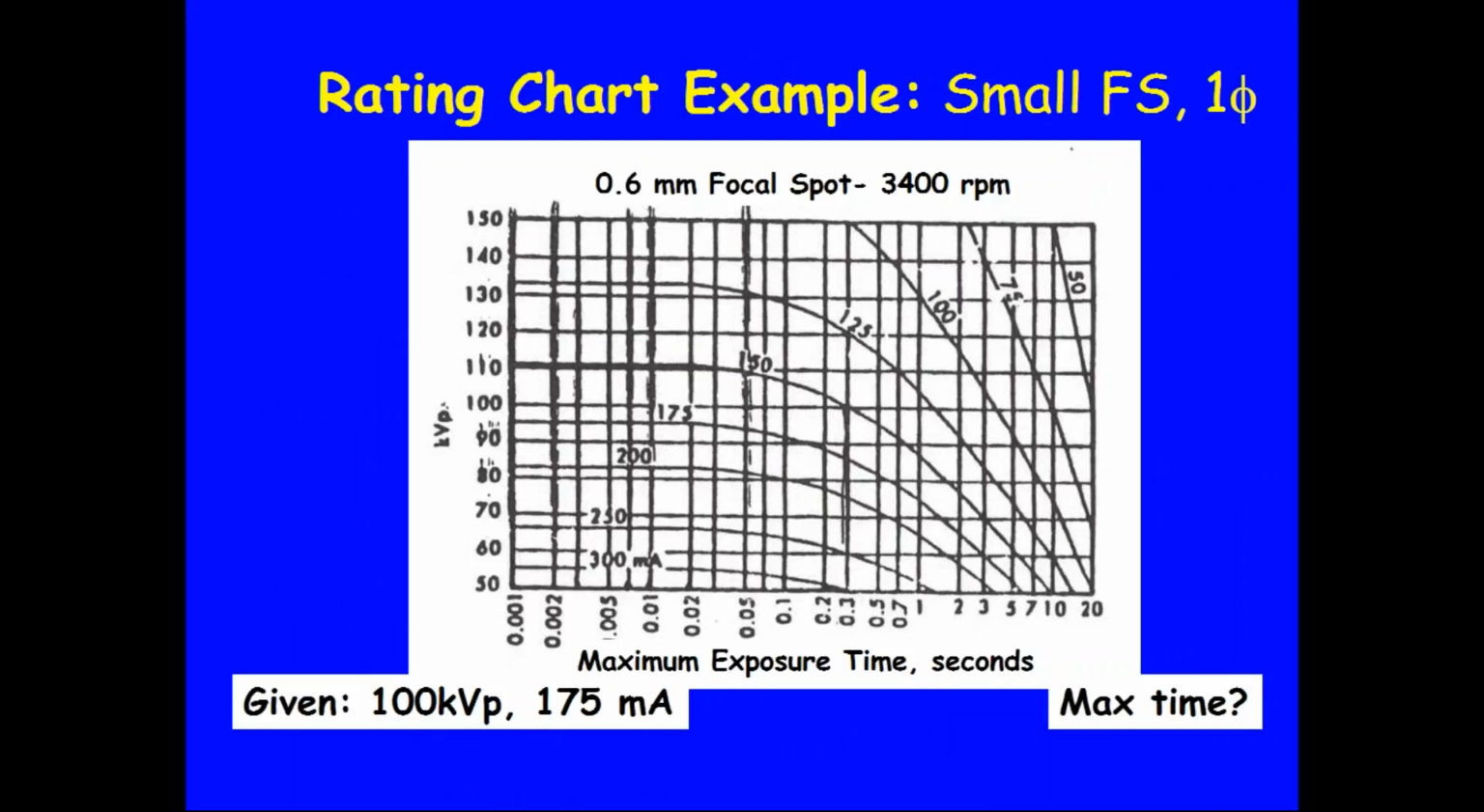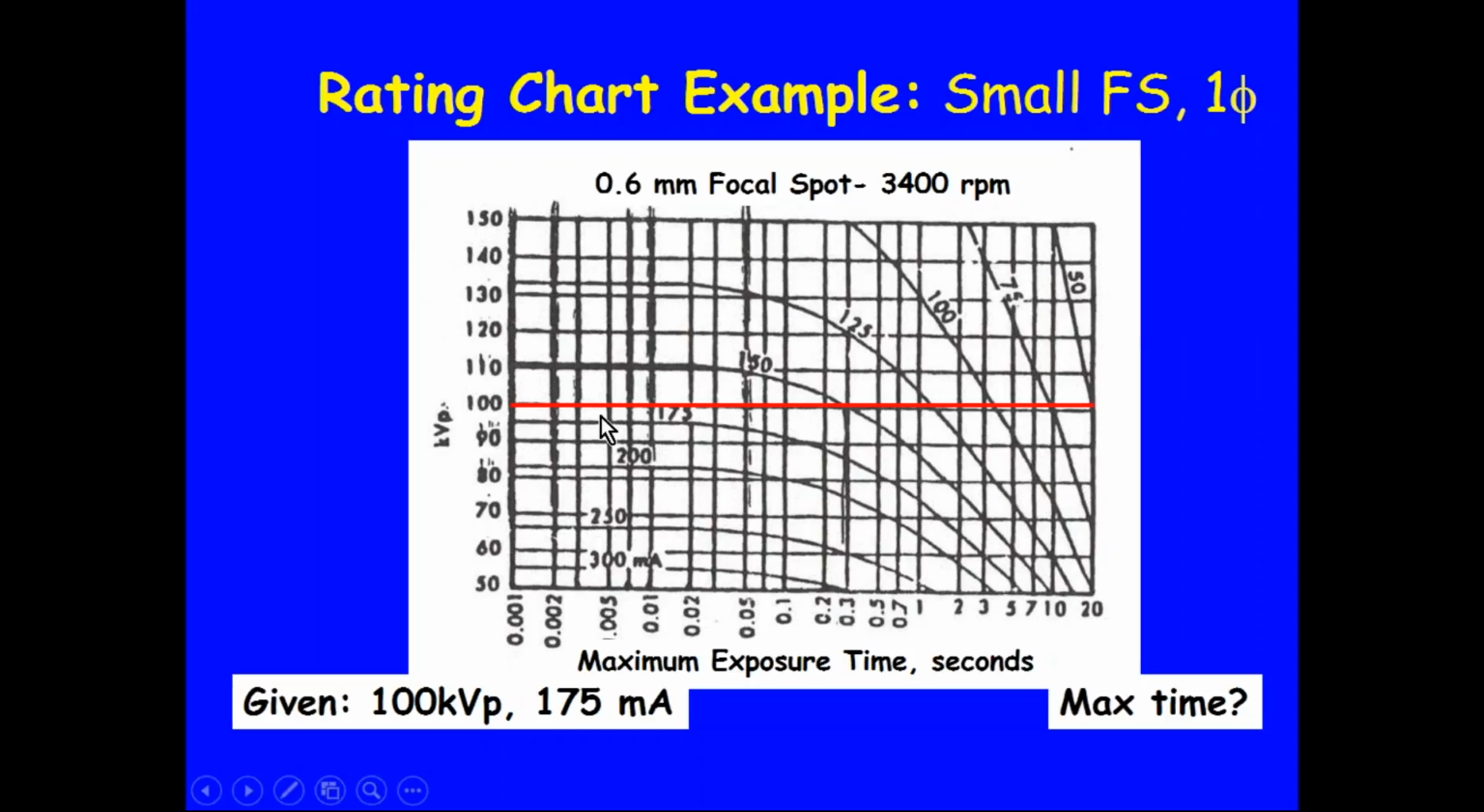Let's do exactly what we were doing before, but this one is kind of different. 100 kV, 175 MA, what's your maximum time? Well, you go, as before, you go to the 100, you see where it crosses the 175, and this is where it's different. It doesn't cross the 175. You see the 175 down here? It doesn't cross the 175.